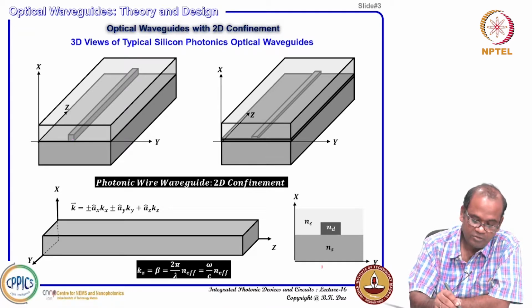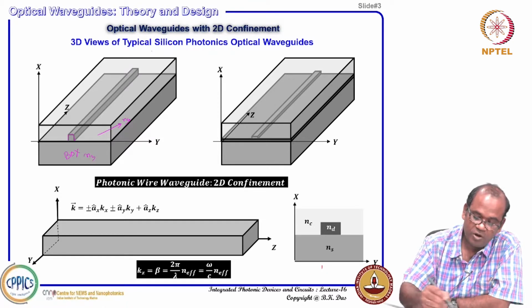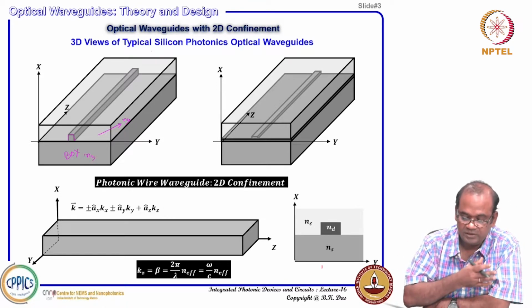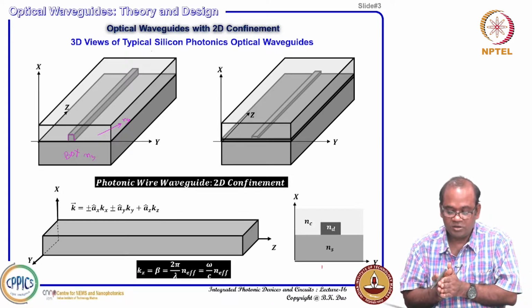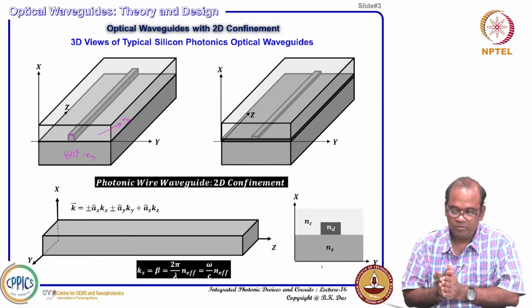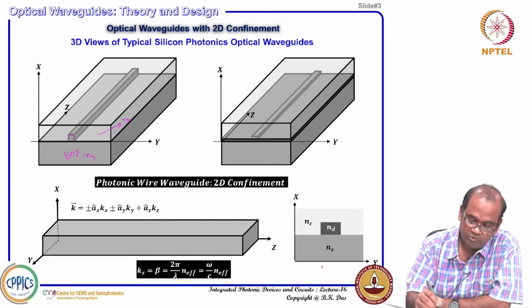One type of waveguide, where you see this is the core region, this is your box layer, and this is your top cladding. The box will be NS, this will be NC, and the pattern is there, a rectangular or square pattern, that varies uniformly along the z direction. You see it is aligned. Such a waveguide is called a photonic wire waveguide, where the silicon strip is the core in this case.